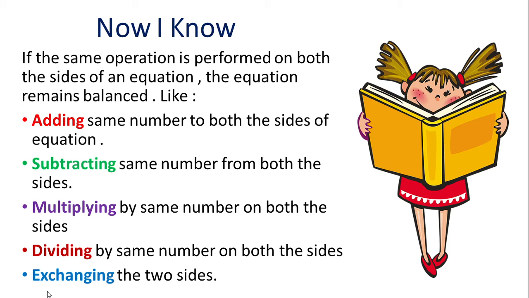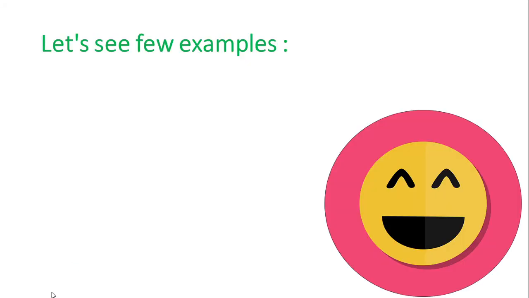So whenever you are adding the same number on both sides, or you are subtracting the same number from both sides, or you're multiplying the same number on both the sides, or even you can divide, you can do any mathematical operation with the same number on both the sides, then and only then the equation will be balanced. Now to clarify this, we will see certain more examples.